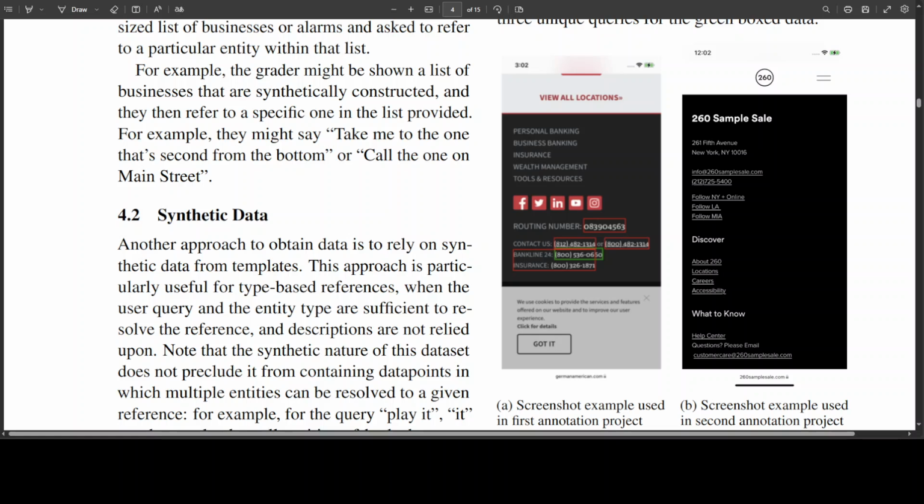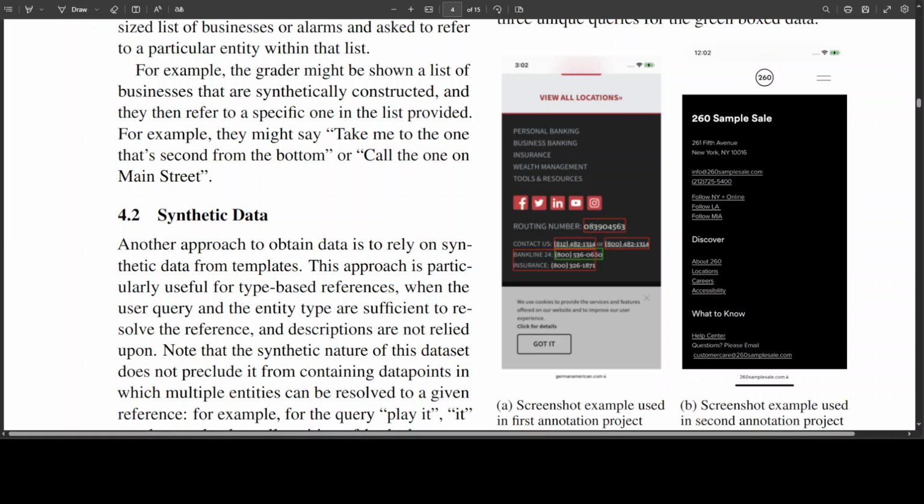Screen data were collected from various web pages where phone number, email or physical address information exist, and they had a two-phased annotation process on screen data. First phase was for extracting queries based on screens, and second one was for identifying the entities and mention for the given query. In the first grading project, graders were given a screenshot, which is the first screen in the first figure, this on the left, with green and red boxes.